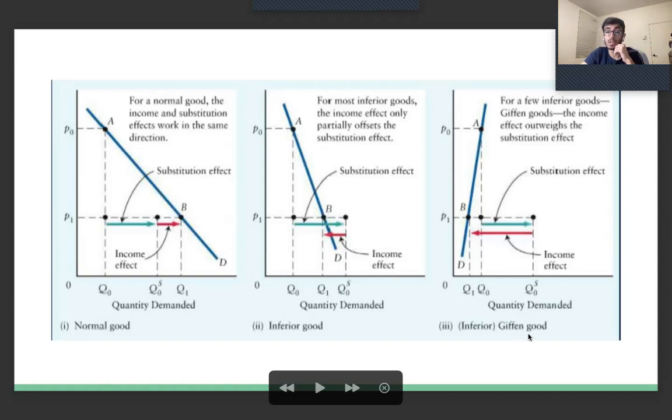And a Giffen good is just a special type of inferior good, where the income effect actually outweighs the substitution effect. Call it a subcategory of inferior goods. It's just a good where the opposite direction of the income effect outweighs the substitution effect. So you get a positively sloped demand curve.